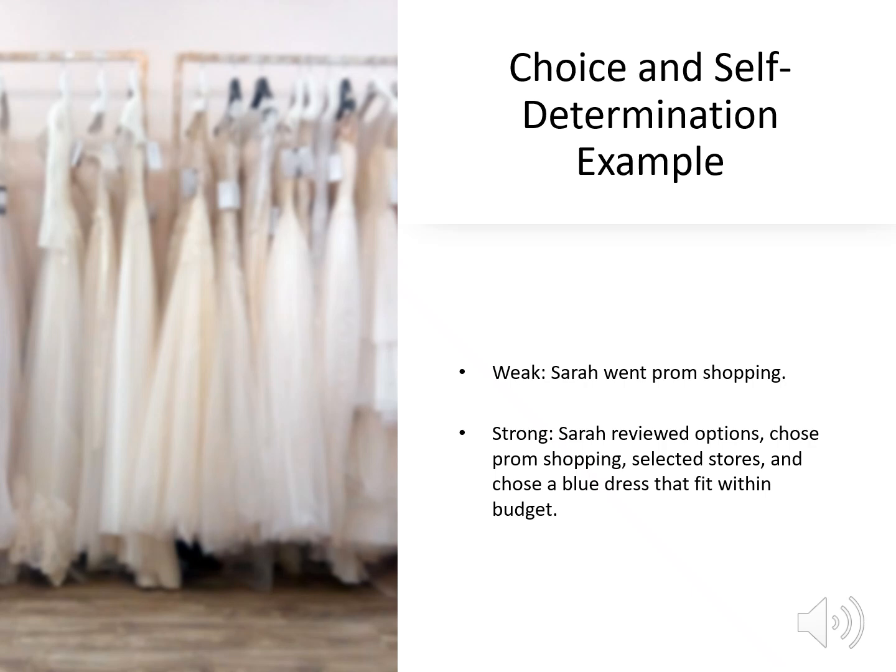Choice and self-determination example. Weak: Sarah went prom shopping. Strong: Sarah reviewed options, chose prom shopping, selected stores, and chose a blue dress that fit within budget.